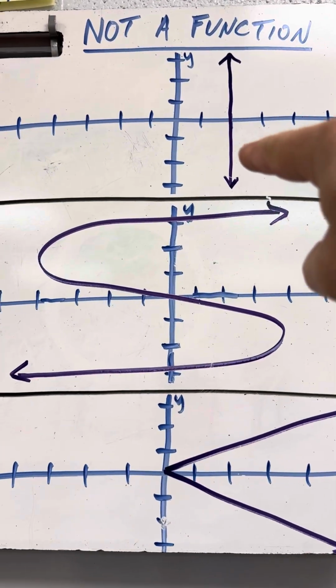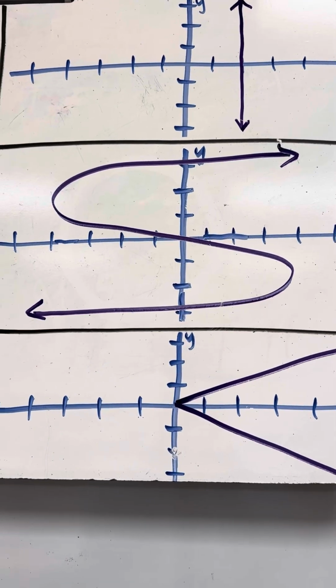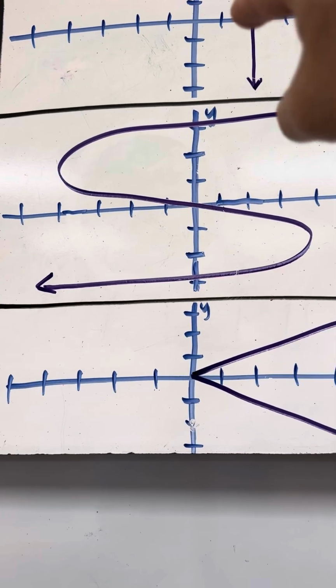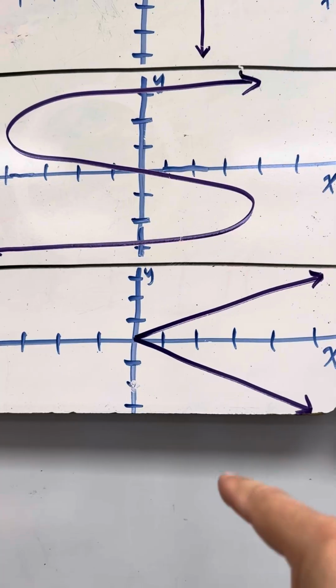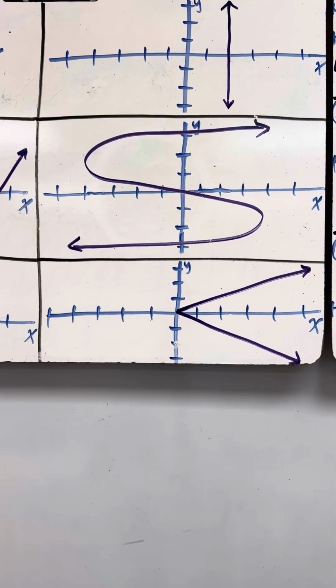Not a function, obviously. This is infinitely many points that goes through. A vertical line goes through. Vertical line goes through 3 points here. Vertical line goes through 2 points here. These are not functions, okay?